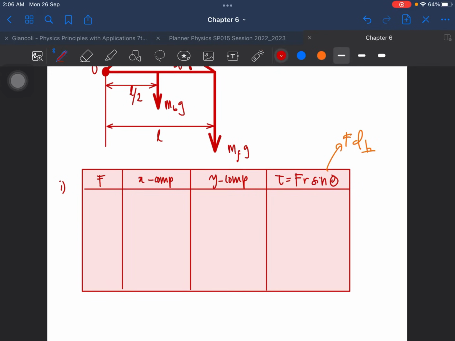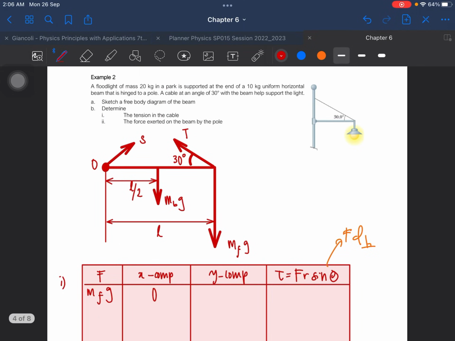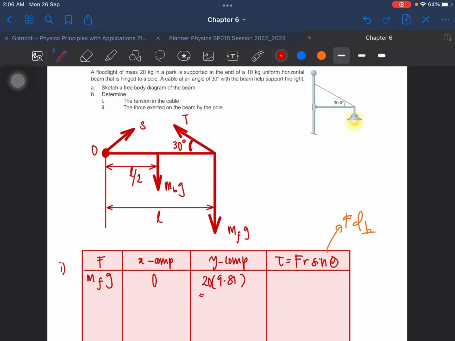Okay, so let's start by looking at the first one, which is the weight of the floodlight. So we know there is no X component for this one, so there's only a Y component, which is equal to, should I just calculate it directly? Okay, so 20 times 9.81, you will get 196 Newton, negative because it is pointing down.